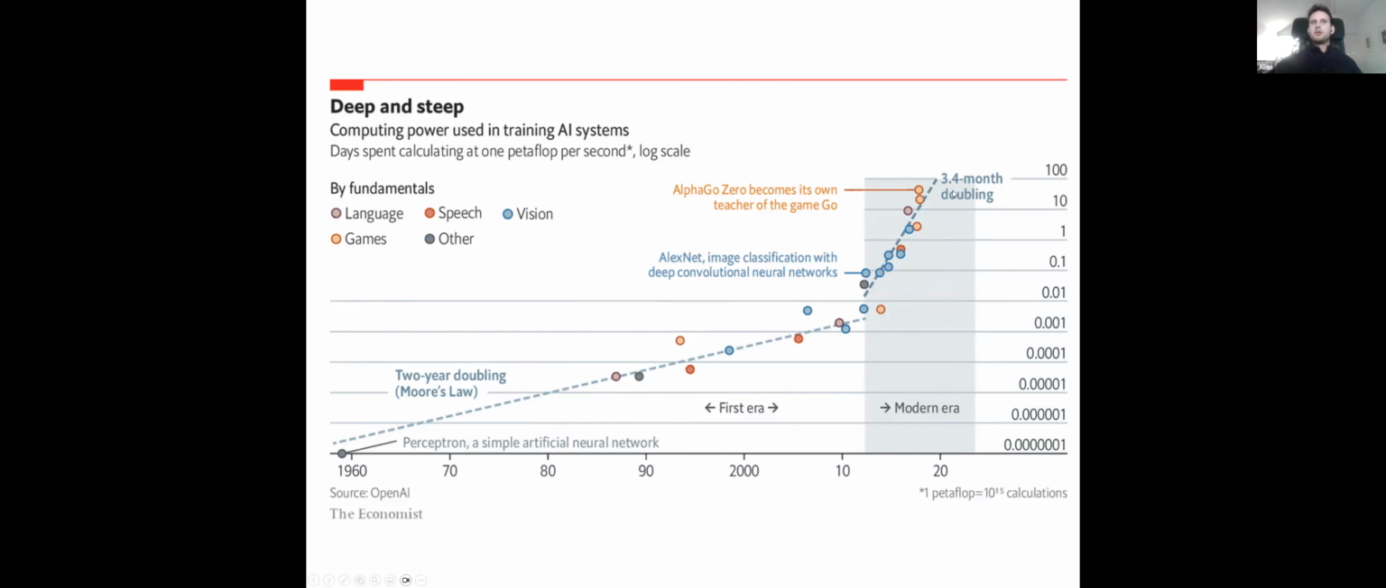We're seeing this 3.4 month doubling of requirement for power. So more and more transistors are required to do AI and ANN kind of processing, and more power is therefore required, which is a big issue. Why is this a big issue? Well, firstly, I'll get back to that in a second.